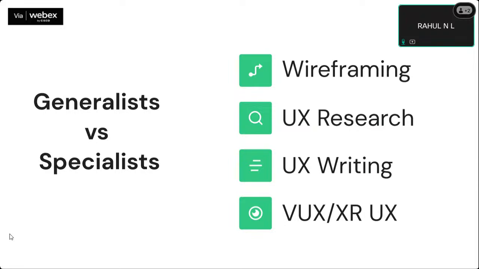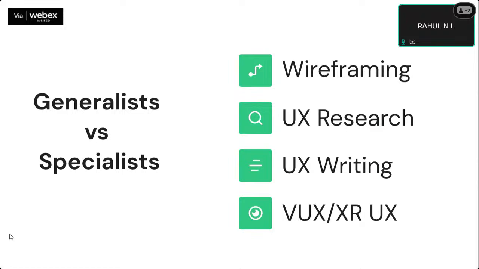Okay, now a generalist is a guy who knows everything. I know wireframing, I know UX research, I know UX writing also, I can do. Virtual and augmented reality, I can also do. So I know everything, but not so deep, but I can manage, I can build a product. I have a little bit of knowledge, but not in depth.